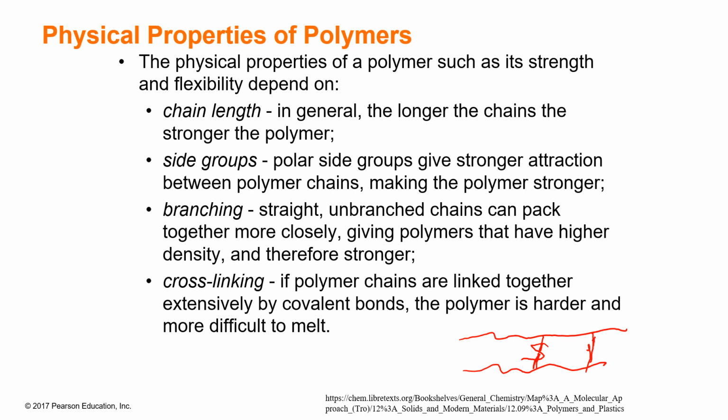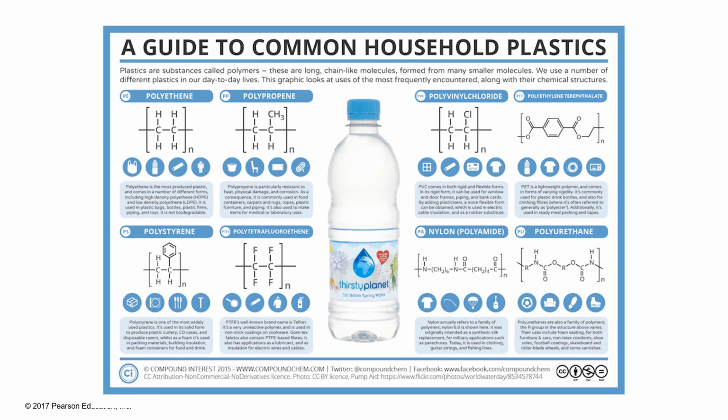Another way is we can have branches. Branches can pack together very closely, they can tangle up, and again, that makes for stronger polymers. Now we do have a little problem because when we have very strong polymers, it can have negative effects like building up in the environment. Because they're very strong, they don't break down quickly, and it can lead to problems in the environment.